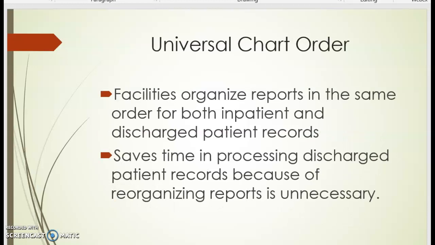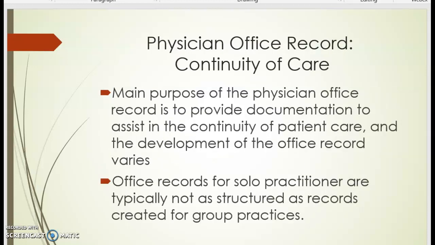Universal chart order: facilities organize reports in the same order for both inpatient and discharged patient records. So again, they just do it the same. They don't do the reverse versus chronological. It saves time. They don't have to have somebody switching things around. And again, this way they don't have to reorganize reports. Keep in mind, if we're doing an electronic health record, this isn't going to be a big deal because you're going to be pulling up reports pretty much in date entry order as you see them. So you're going to be pulling up the appropriate report.